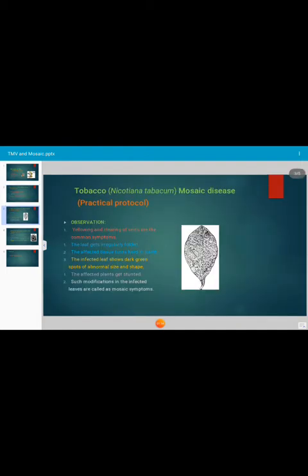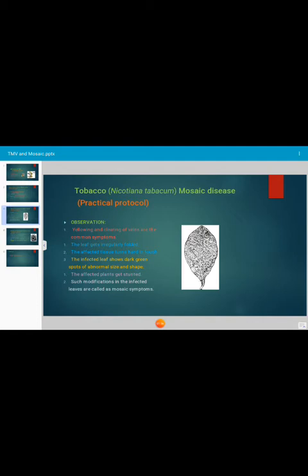Let us see which type of symptoms are caused by the virus, TMV, on the tobacco leaf. The initial symptoms: yellow spots develop on the leaf, and yellowing of the leaf and clearing of veins are distinct. The leaf gets irregularly folded, and the affected tissue becomes hard to the touch. The flexibility is reduced, the tenderness is lost, and the leaf becomes very hard.